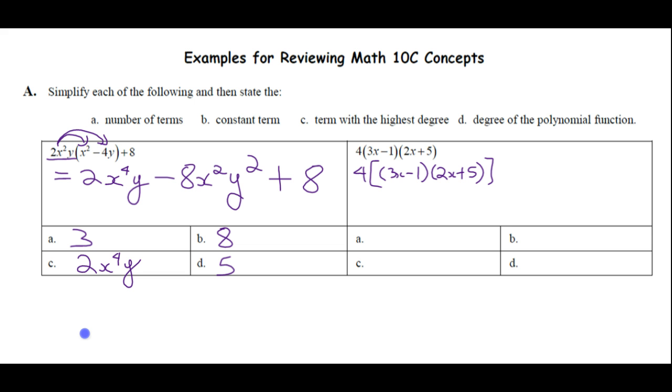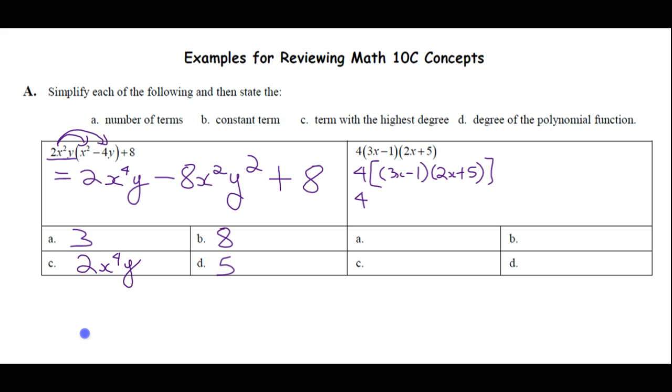I'm going to multiply the two binomials together using what famous word starting with F? FOIL. So we're going to use FOIL. What's FOIL stand for? First, outer, inner, last, right? So when you multiply two binomials together, how many terms do you get? 4. First, outer, inner, last.